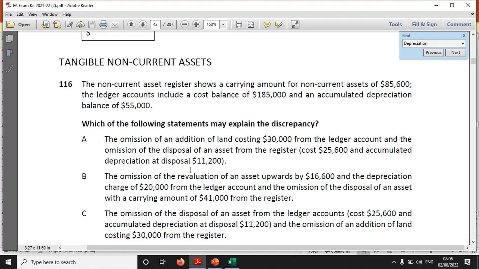The first question says, the non-current asset register shows a carrying amount of non-current assets of $85,600. The ledger accounts include a cost balance of $185,000 and an accumulated depreciation balance of $55,000. Question is, which of the following statements may explain the discrepancy?